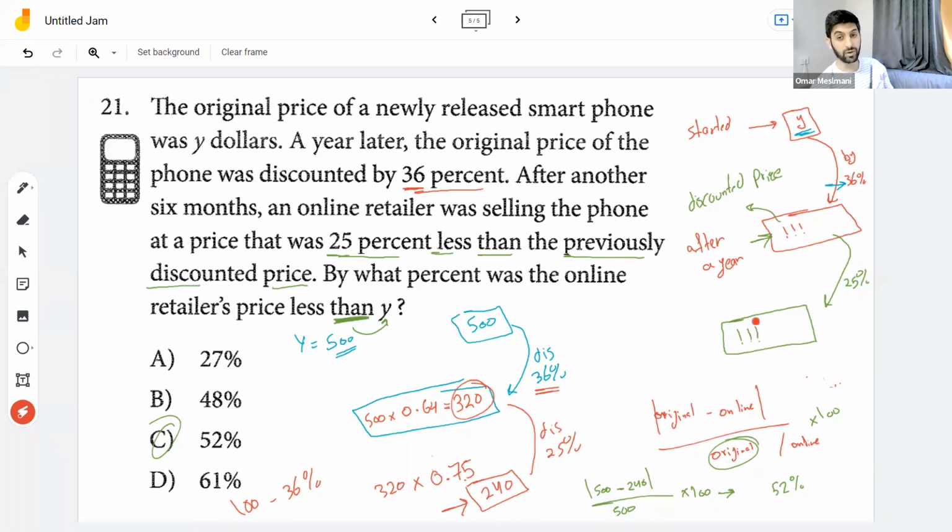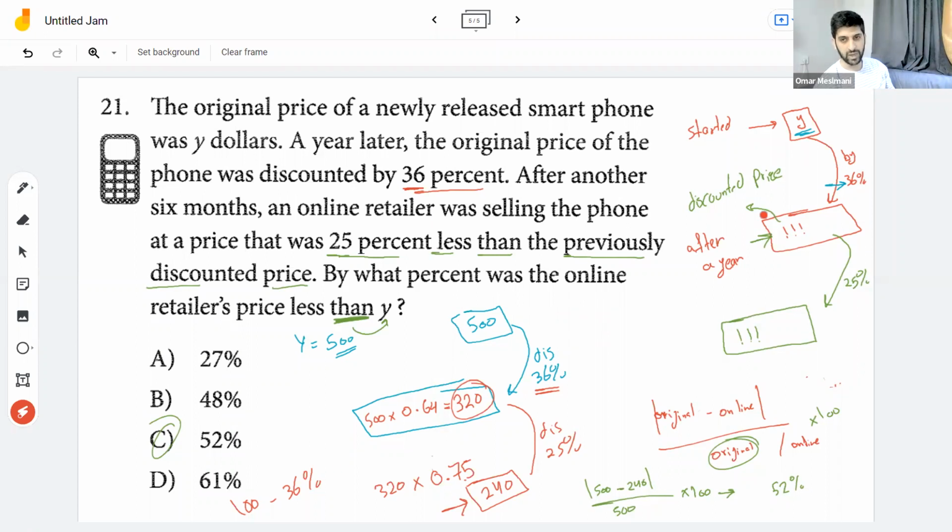No, listen, I can't do the percents together. I can't add 36 with 25. That's a mistake. I have to do it step by step. You understand? You cannot do it directly, like I can't say 36% plus 25%, so the total is something, and then multiply the 500 by this. No, you can't. You have to do it step by step.